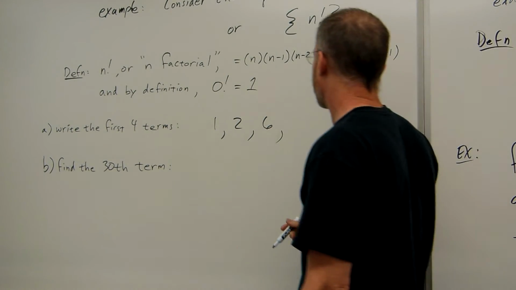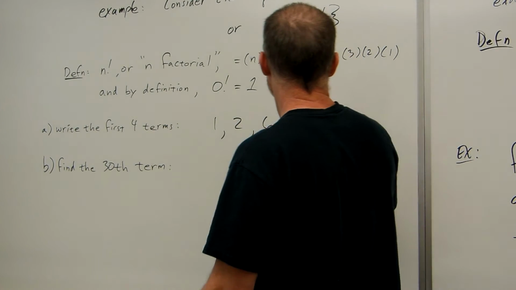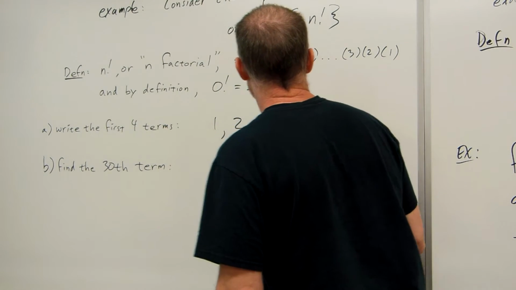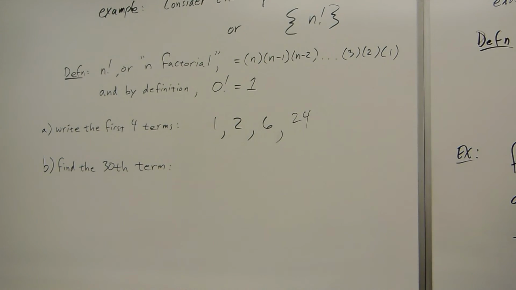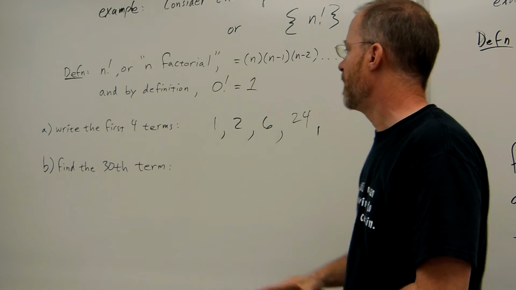And 4 factorial is 4 times 3 times 2 times 1. So it's 24, right? 4 times 6. Yeah, 4 times 3 times 2. Interestingly enough, these terms get big really fast.